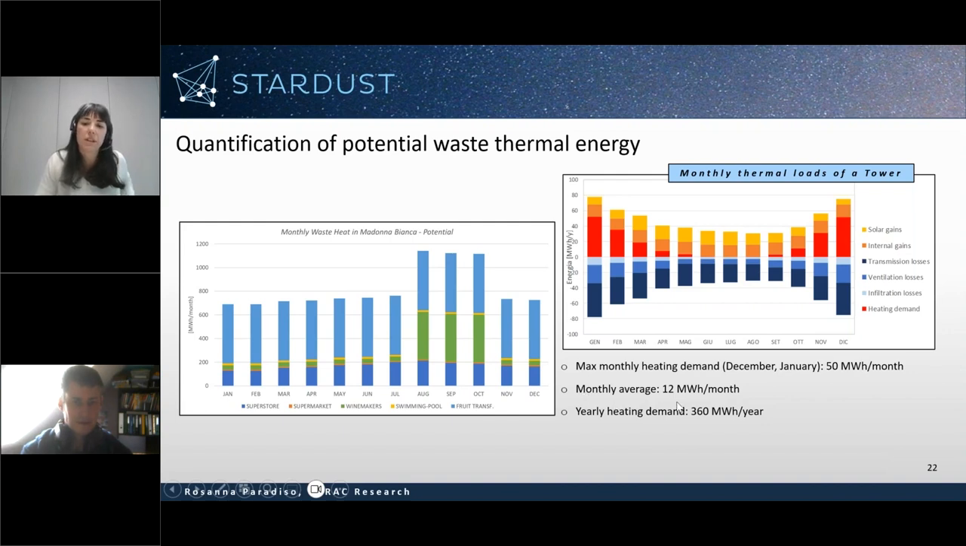So the monthly average is 12 megawatt hours per month for the thermal load of the tower, and the yearly heating demand is 360 megawatt hours per year. Compared to the waste heat availability, it is 1/3. So the waste heat availability from the COP Superstore could cover the heating demand of 3 towers.